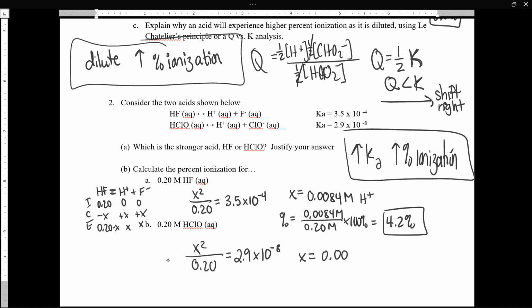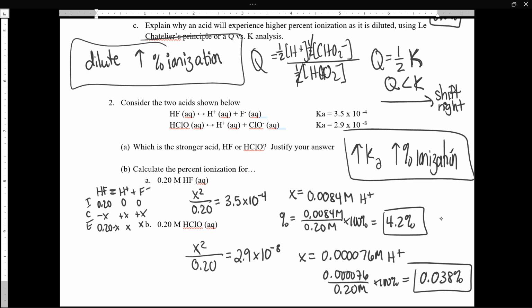So it's got, let's see, 1, 2, 3, 4, 7, 6 molar H plus. So I started with the same molarity of acid, but I produced fewer hydrogen ions. So when I write that as a percentage, divided by 0.2 molar, I'm going to end up with a smaller percentage, only 0.038% of it ionized. So a much smaller percentage of it ionized. So the stronger the acid, the larger the percent ionization. The weaker the acid, the smaller the percent ionization.